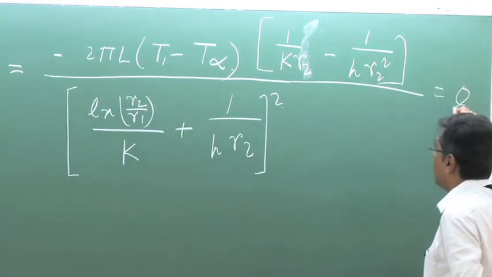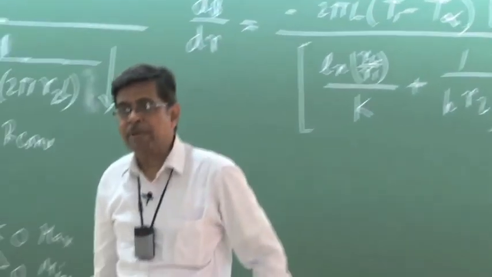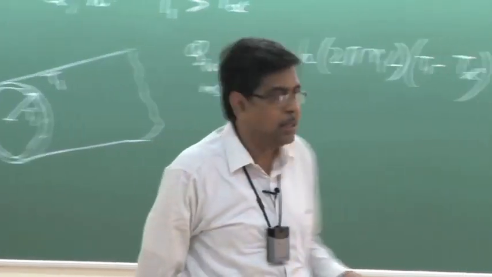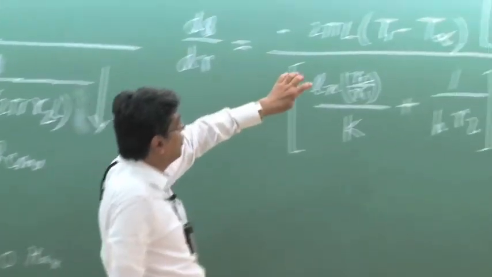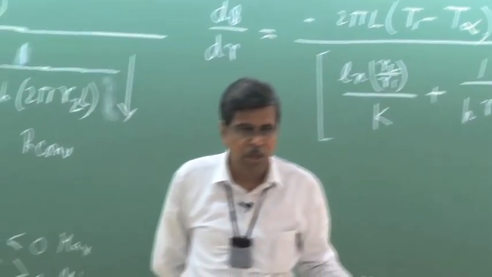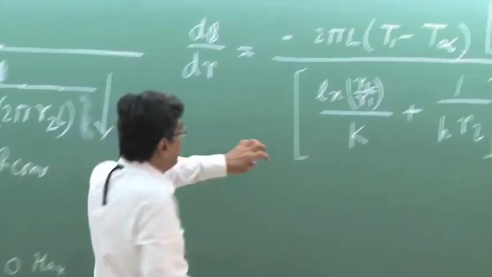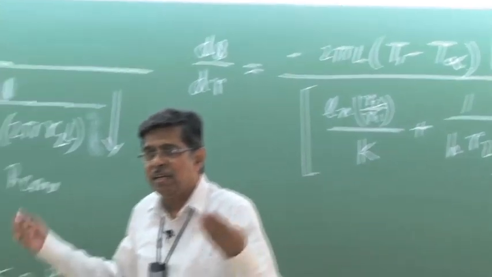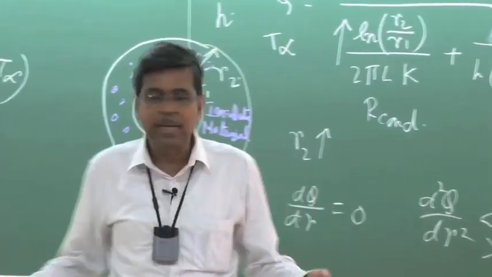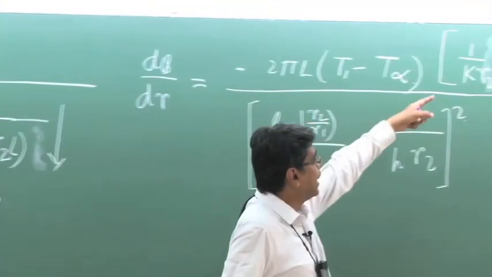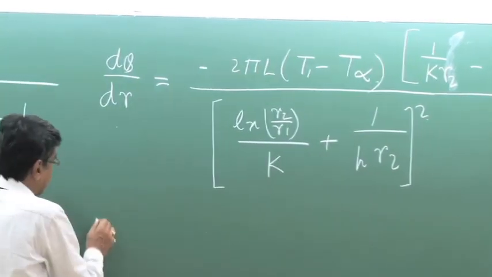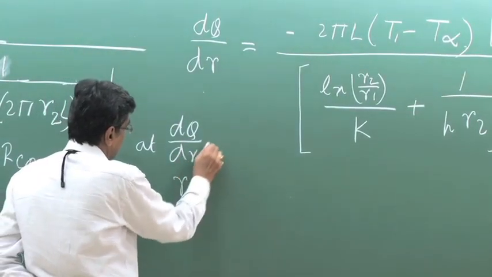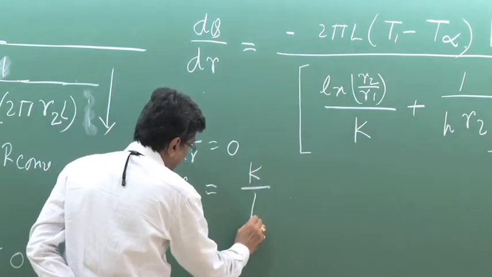Now this is set to 0. Mathematics at a certain stage becomes only logic, not many operations. When all operations are done, then logic remains. The logic is that T1 cannot be T infinity, otherwise the problem is not defined. R2 cannot be infinity, and H cannot be 0. So for the problem to be defined, the only alternative is that the quantity in the brackets is 0, which tells you that at dQ/dR = 0, R2 is equal to K by H.